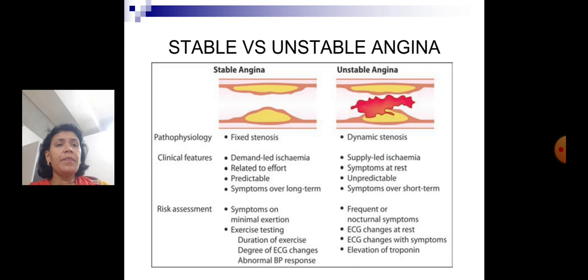Risk assessment. In stable angina, symptoms on minimal exertion, exercise testing should be done, duration of exercise should be seen, a degree of ECG changes has to be assessed, and there can be abnormal BP response. In unstable angina patient, usually there is a history of frequent or nocturnal symptoms. At rest, the ECG changes can be there, and the ECG can change with the symptoms, and there is elevation of troponin. While in stable angina, there is no elevation in the cardiac enzymes, cardiac troponins.